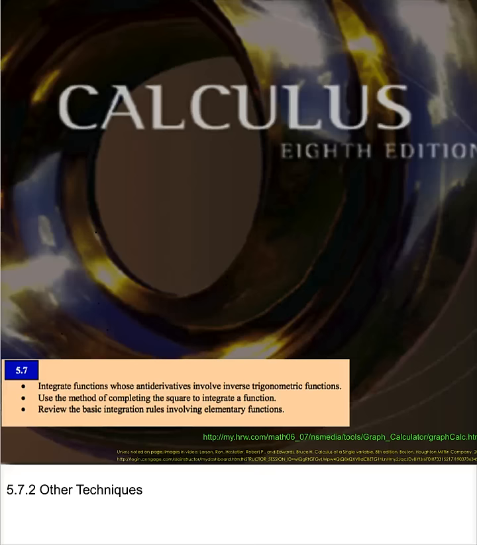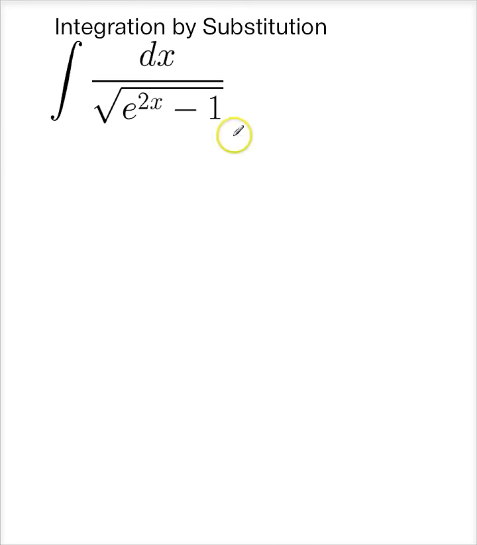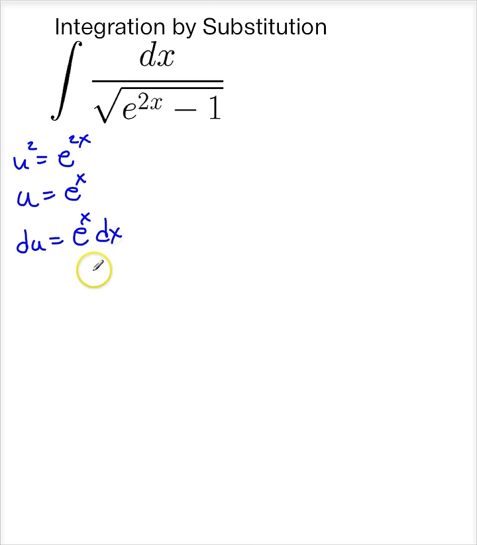Now, sometimes our integrals don't fall nicely into line with one of our standard forms, and so we have to use other techniques. This is a great problem because it doesn't fall into one of our standard forms, but I recognize I've got something squared minus something squared under a radical. So what if I just start out with letting u squared equal e to the 2x, so that u is e to the x, and du is e to the x dx.